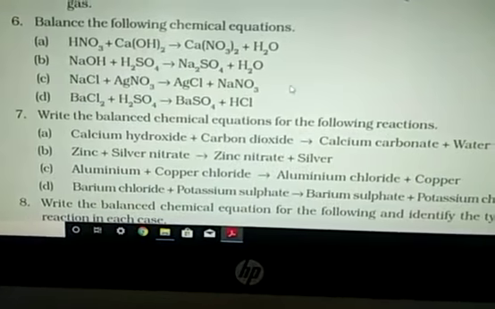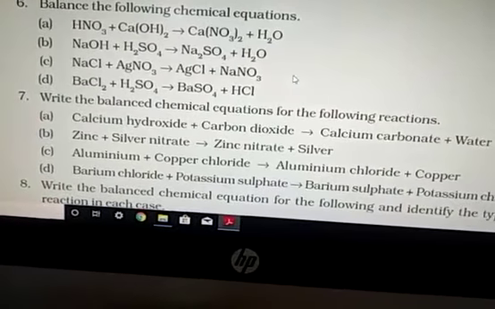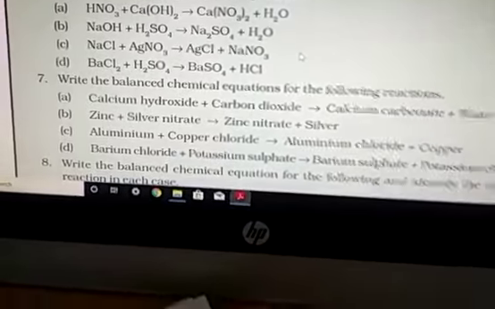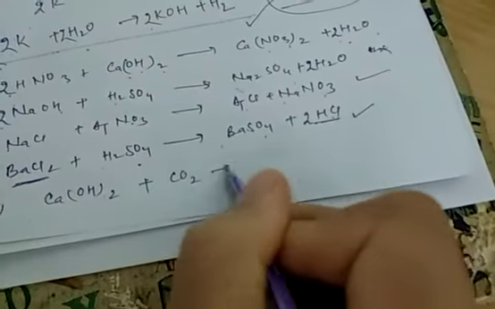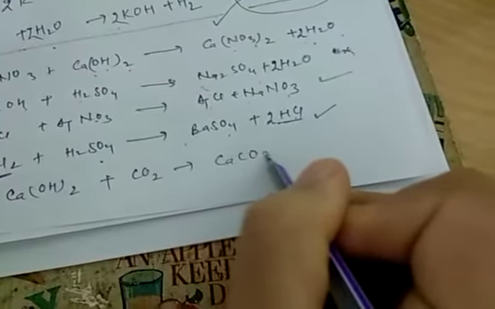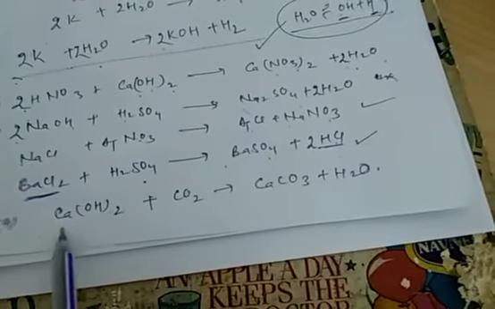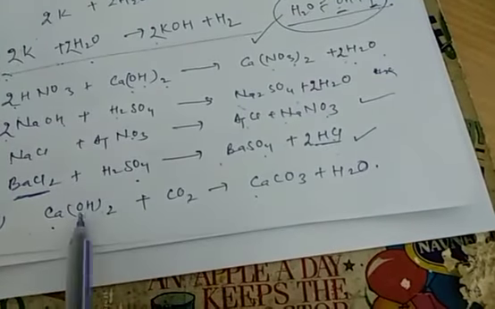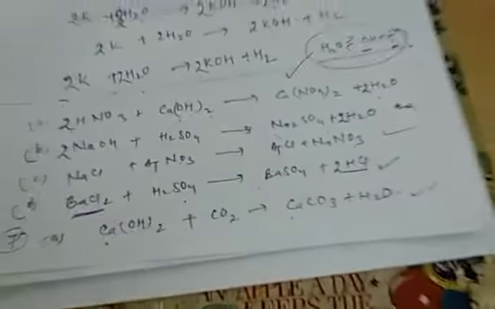Now come to question number 7. Write the balanced chemical equation for the following reactions. Question number 7, A part. Calcium hydroxide Ca(OH)2 plus CO2 changes into CaCO3 plus H2O. Now balance the reaction. 1 Ca, 1 Ca, CO3, CO2 plus 1 O from this one, CO3, and 2H and 1 O, H2O. So the reaction is already balanced.